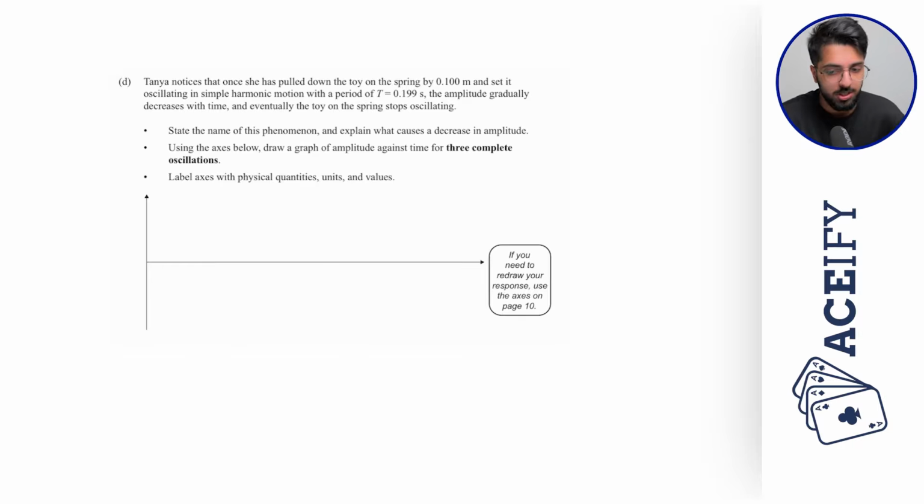Tanya notices that once she has pulled down the toy and it starts oscillating in simple harmonic motion, the amplitude gradually decreases with time and eventually the toy stops oscillating. Okay, let's name this phenomenon and explain what causes the amplitude to decrease. And using the axes below, draw a graph of the amplitude against time for 3 complete oscillations, and also label the diagram. So this phenomenon is called damping, and this is when the period remains the same. However, the amplitude decreases as energy is lost to its surroundings through friction.